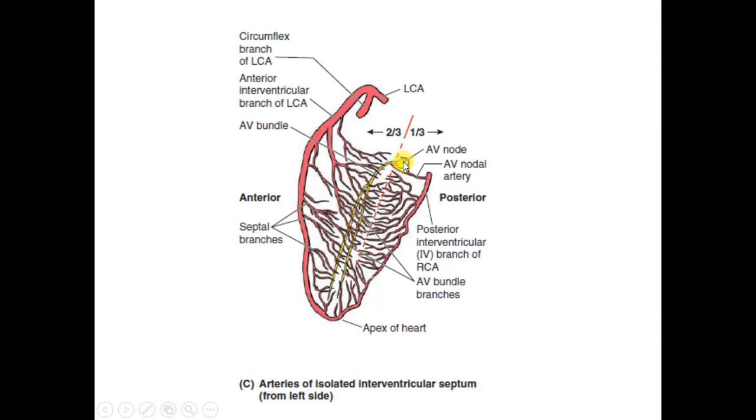So one third here, the AV nodal branch is supplied mostly by the right coronary artery, and only in 10% of cases it is supplied by the left coronary artery. Similarly, the SA node is supplied by the right coronary artery. Here is the blood supply of the septum.